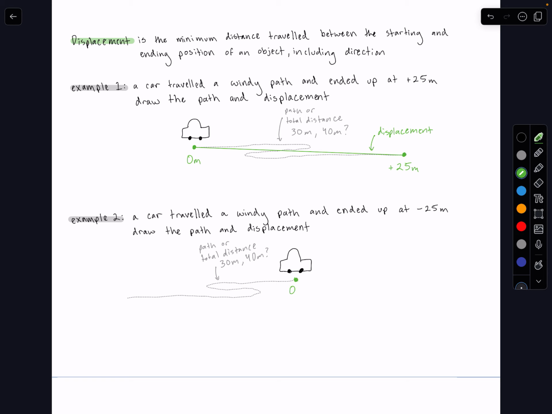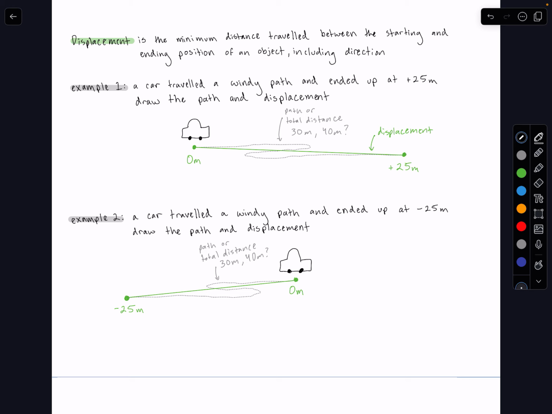So we have, starts off here, and the car ends up at this other green point, and the displacement, this distance right here, this straight green line, that ends up being negative 25 meters, which is 25 meters to the left. So I hope that gives you a better intuitive and visual understanding of what displacement is versus the path or the total distance that a car went.